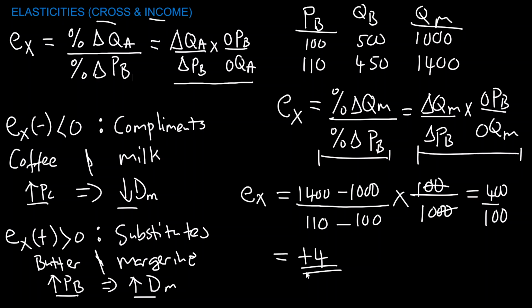Your answer is plus 4, and this is quite big for an elasticity. What type of products are these? Because it's a positive, they are substitutes.